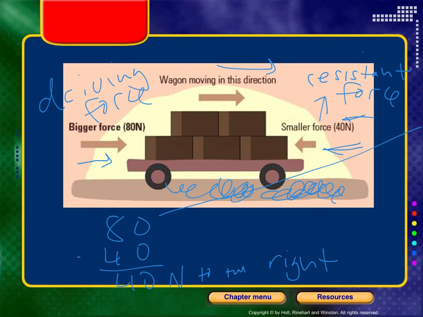It's not going to be on any test or anything. I just want you to know that, okay? So in this case, the driving force is bigger than the smaller force, or the resistant force, and the wagon is able to move to the right, okay?